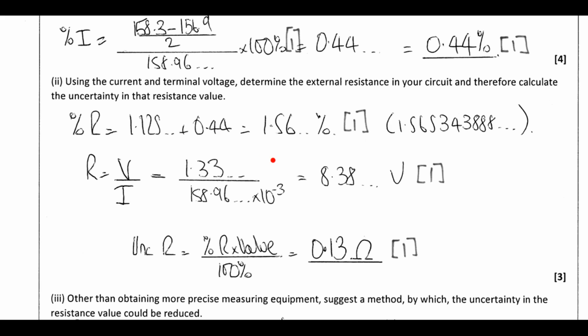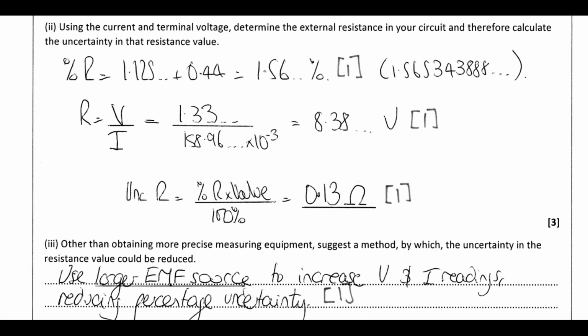We can calculate our value of R, remembering the current is in milliamps, and that comes out as a value of about 8.38 volts. And so it asked for the uncertainty. So again, a common mistake here is people left it as a percentage uncertainty, not an uncertainty. So we got the percentage times it by the value we've just calculated, divided by 100, gives us an uncertainty of 0.13 ohms. So that means it's 8.3 plus or minus 0.13 ohms.